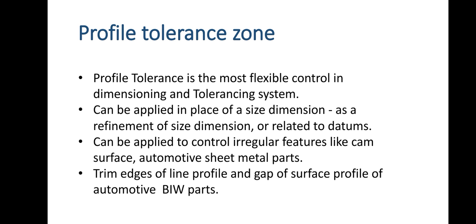And usually in BIW parts, it controls the trim profile, which is called the outline of a shape, and it controls the three-dimensional aspects of the BIW parts by measuring the gap between the true profile, that is the fixture, maybe an inspection fixture over which the part is placed, and then the gap is measured all over.